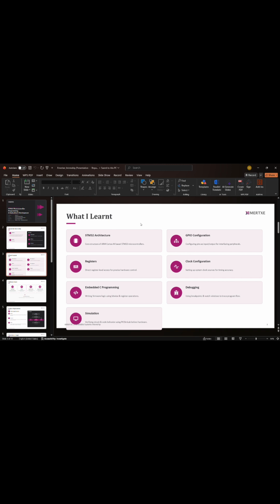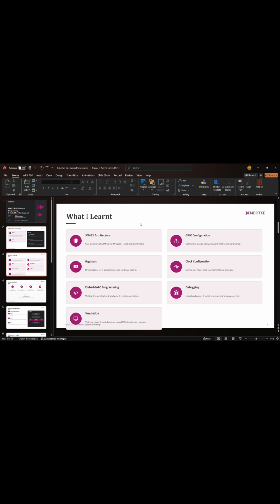During my internship, I learned several important concepts. First, I understood the architecture of the STM32 controller. Then I learned about GPIO pins, how they are configured as input or output. I also learned how registers control the hardware peripherals directly. In addition, I gained knowledge about delay generation, digital input and output operations, and program debugging techniques.